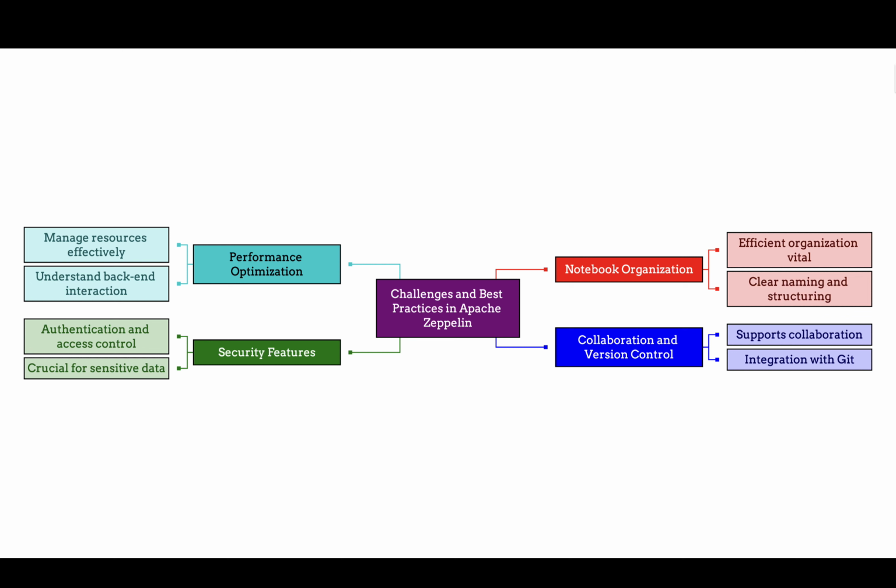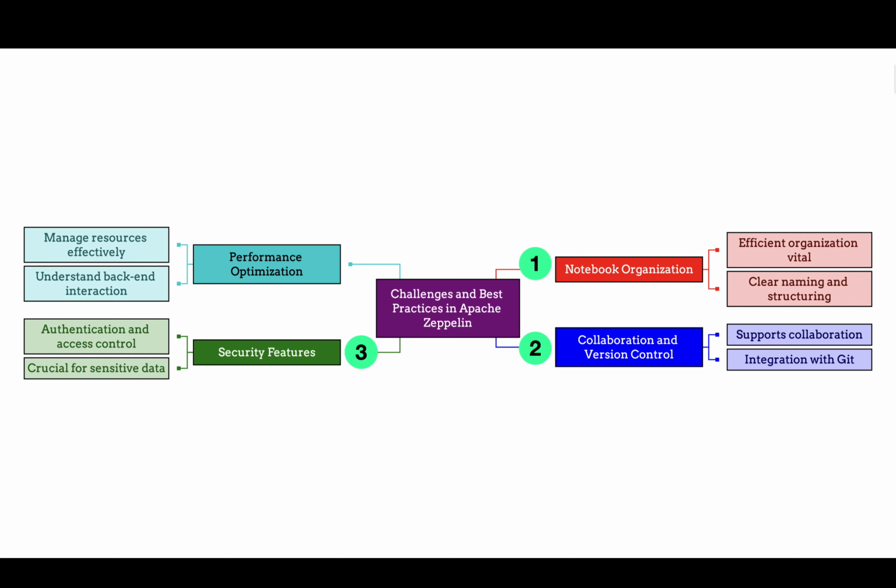Challenges and best practices in Apache Zeppelin. 1. Notebook organization. Efficient organization of notebooks is vital for managing projects and workflows. Clear naming conventions and structuring are recommended. 2. Collaboration and version control. While Zeppelin supports collaboration, managing version control can be challenging. Integration with version control systems like Git is advisable.